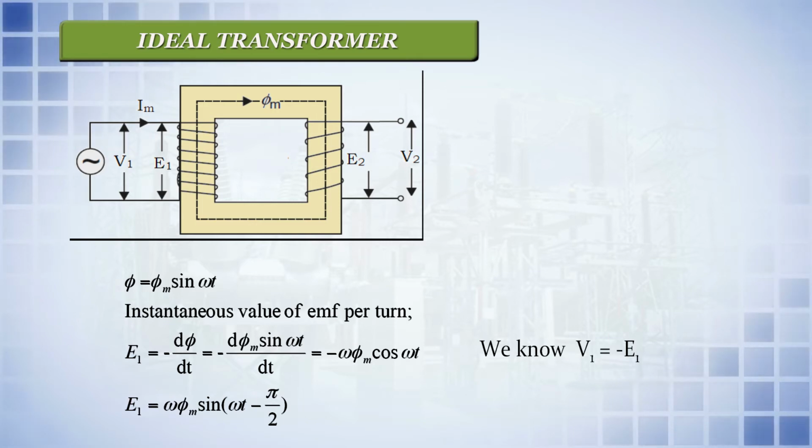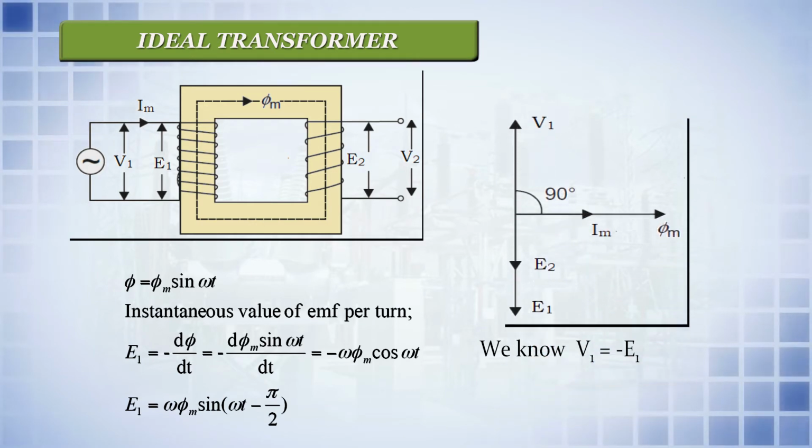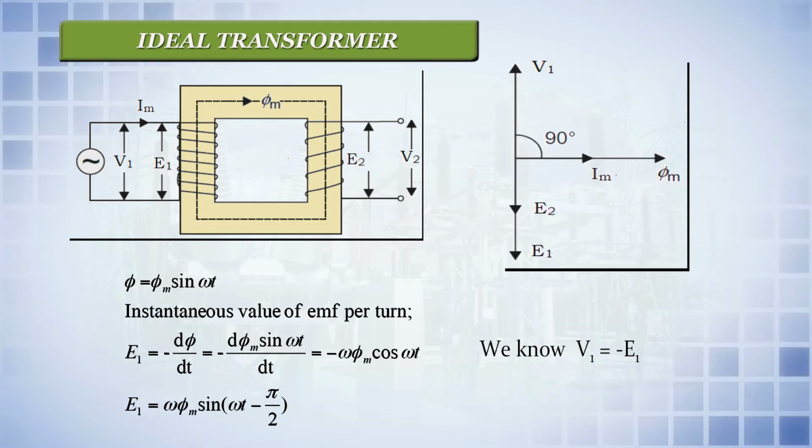Here you can notice, as per Lenz's law, the induced EMF opposes the source voltage, or you can say the supply voltage. So you can say V1 is equal to minus E1. On the basis of this equation, you can also draw the phasor diagram for the ideal transformer.